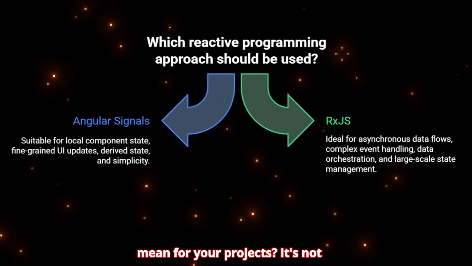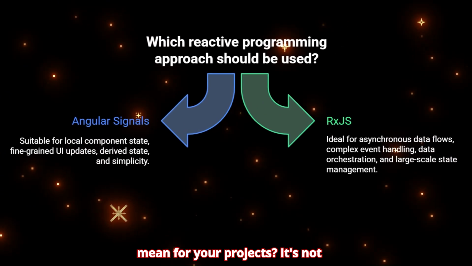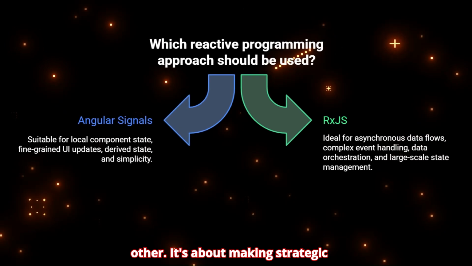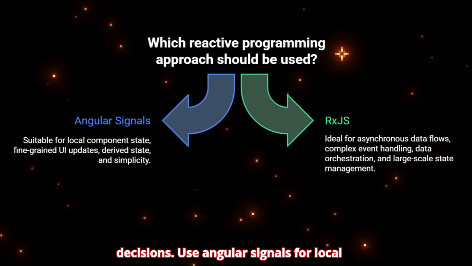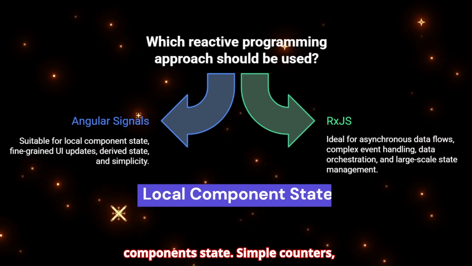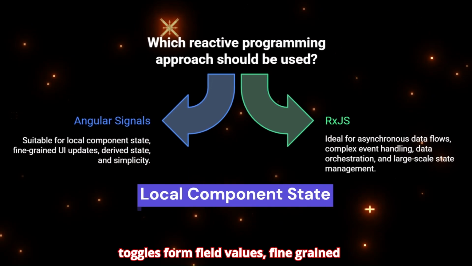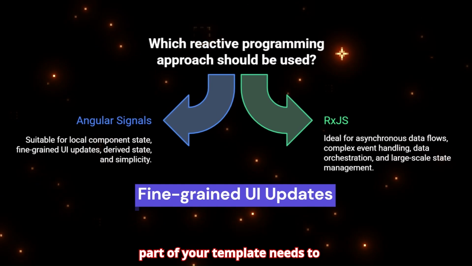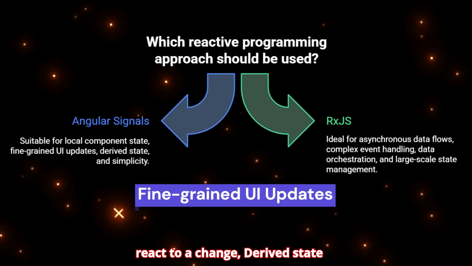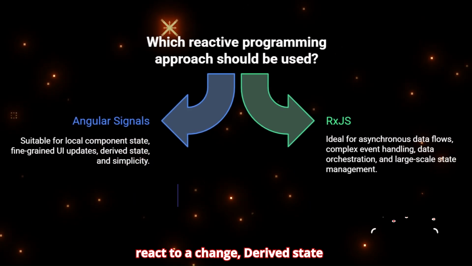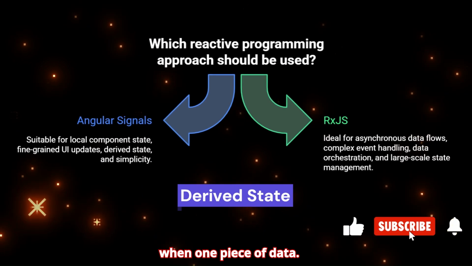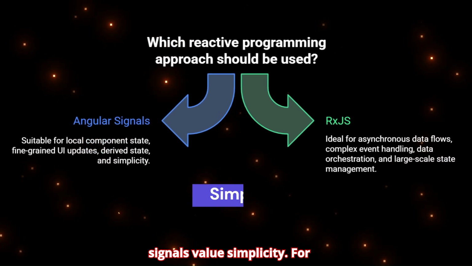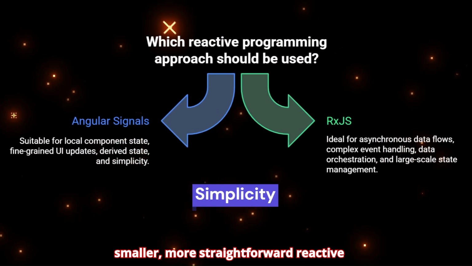So, what does all this mean for your projects? It's not about choosing one and abandoning the other. It's about making strategic decisions. Use Angular Signals for local component state, simple counters, toggles, form field values, fine-grained UI updates, when only a small part of your template needs to react to a change. Derived state, when one piece of data depends directly on another Signals value. Simplicity, for smaller, more straightforward reactive needs.